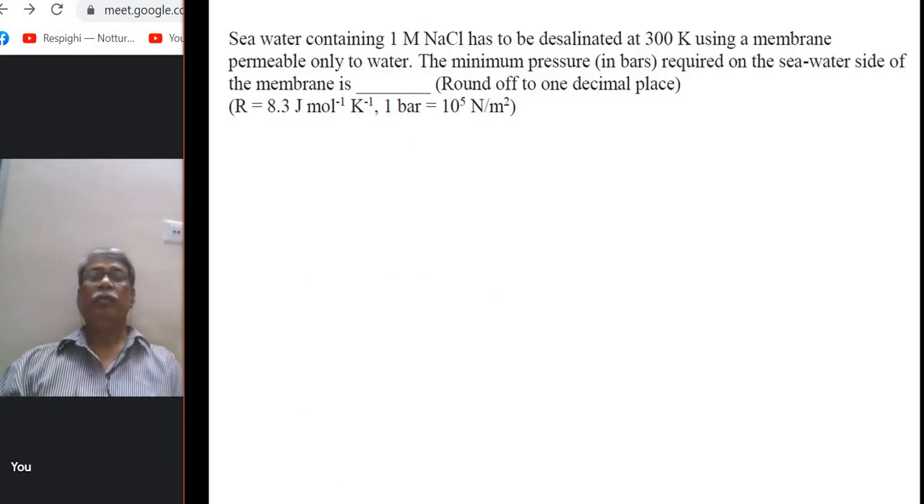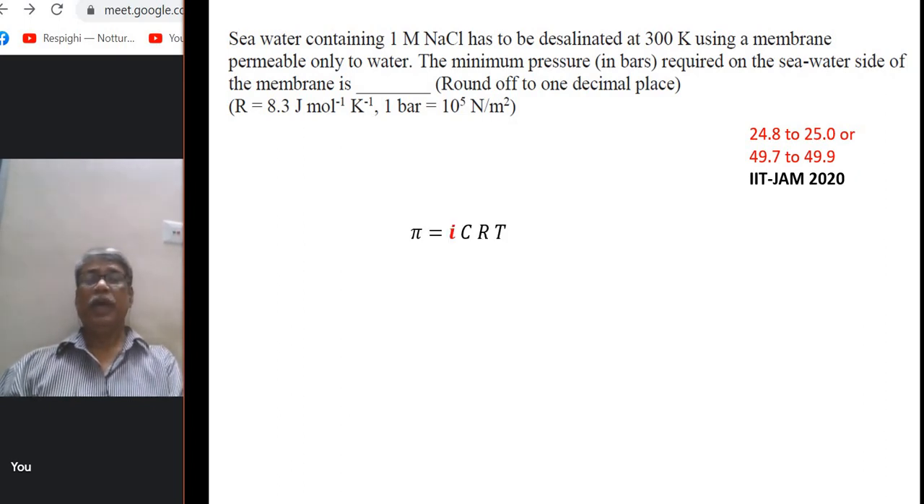Seawater containing 1 molar NaCl has to be desalinated at 300 Kelvin using a membrane permeable to water. So it's talking about osmosis. The minimum pressure in bars required on the seawater side of the membrane is this. So how to crack that? Of course, the equation is pi equal to iCRT.